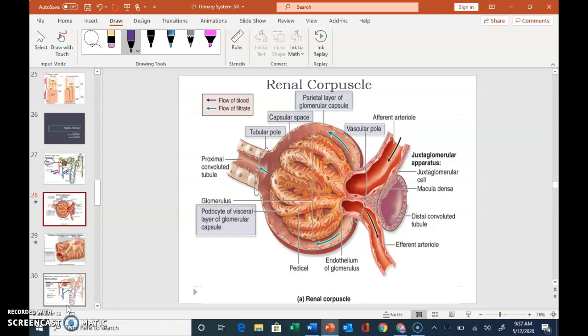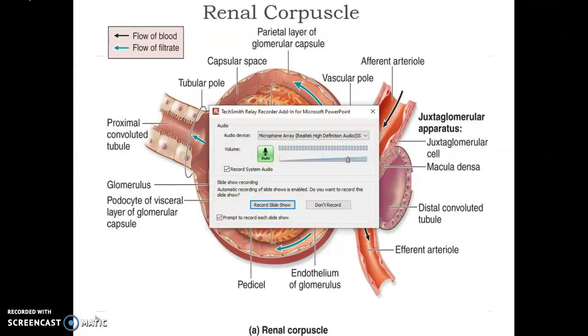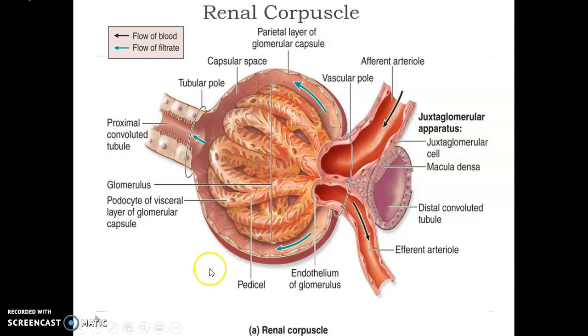All right. So again, zooming into the renal corpuscle, what do we see here? If you look into the renal corpuscle, you have a tubular pole. This pole where the proximal convoluted tubule starts, that's the tubular pole. And this pole is called the vascular pole where the blood enters. Do you see how the blood comes in to the glomerulus and then leaves the glomerulus? That's the vascular pole.